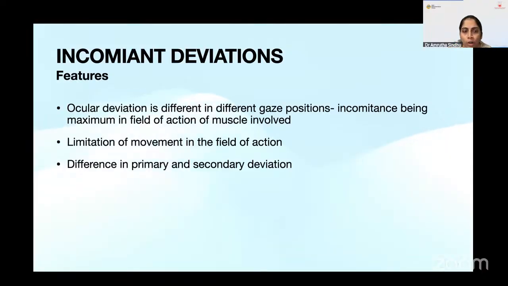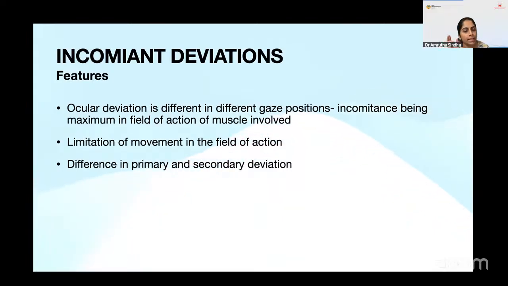Now let's move on to the incomitant deviation. As you recall, incomitant deviation is a condition where the ocular deviation is different in different gaze positions. So the incomitance or the amount of deviation is more in the field of action of the muscle involved. Along with that, incomitant deviations also have limitation of movement in the field of action of the muscle. And you should know there is a difference in primary deviation as well as secondary deviation. So you should remember that in concomitant deviation, you don't see any limitation of movement of the extraocular muscles, and usually the primary deviation and the secondary deviation are equal.